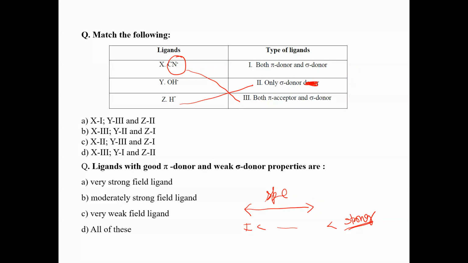And what about this one? It can also donate sigma as well as pi. Right. So what about this one? That is a good pi donor, since the strong ligands are those which have a good pi accepting tendency, so they will be very weak field ligands.